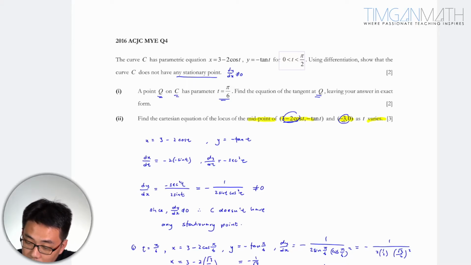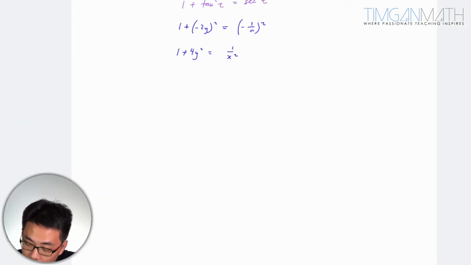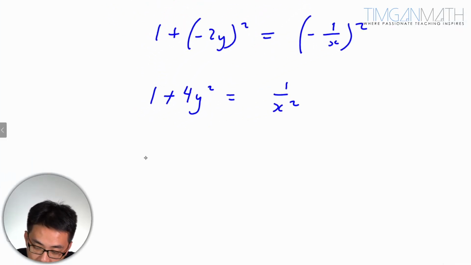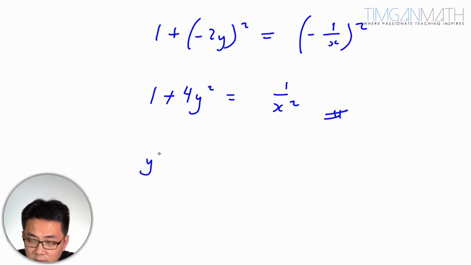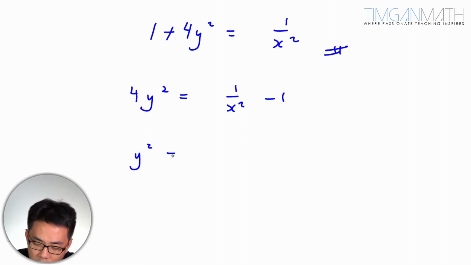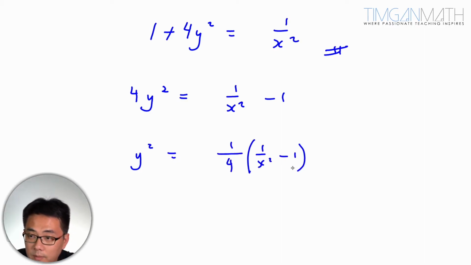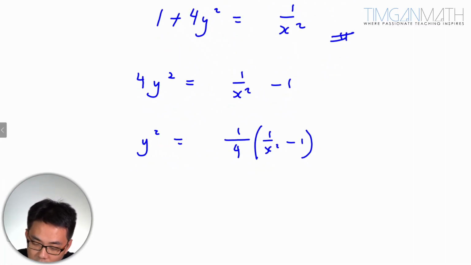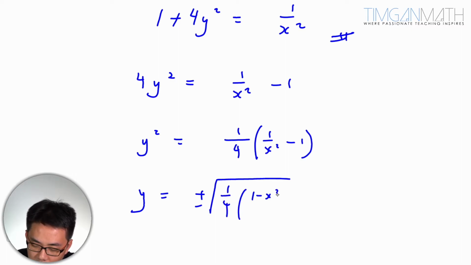As t varies, right? Fine. So in this case, what we get is the Cartesian form. You can just leave it like that, it's fine. Or if you do not want to, you could make y the subject. They never said to make y the subject, but: 4y squared equals 1 over x squared minus 1, after which y squared equals 1 over 4 times (1 over x squared minus 1). So y equals plus or minus 1 over 2 times the square root, if I make y the subject.